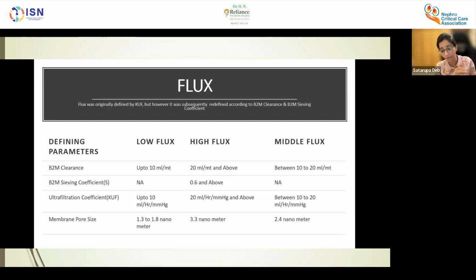Whereas if you use high flux, then definitely it will cause loss of albumin and other proteins of the body, because albumin is about 67 kilodaltons. It is a large molecule, and this will not be removed in low flux. This will not be removed in middle flux, but in high flux dialysis, you will get hypoalbuminemia, which you will have to correct with IV supplementation. So there are advantages as well as disadvantages.